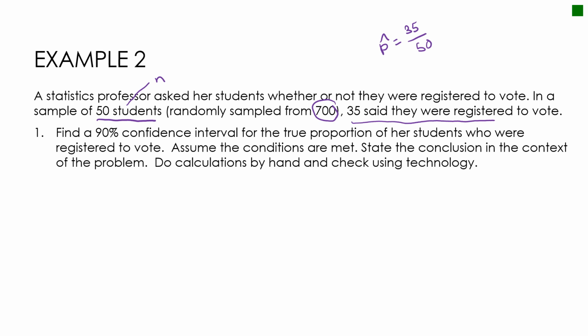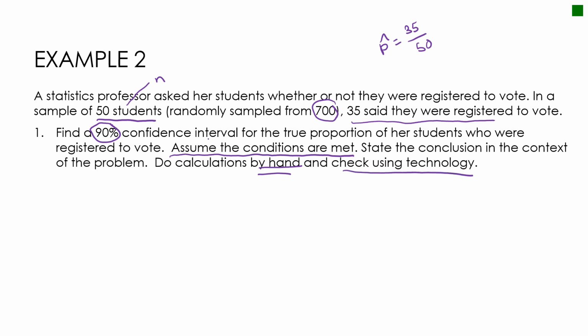So again, I'm finding a 90% confidence interval for the true proportion. Assume the conditions are met. Now, whenever you see this, that means don't check the conditions. If I say assume the conditions are met, that means I'm not concerned about whether or not you can check conditions. I'm concerned about whether or not you can do the work. State the conclusion in context and then do calculations by hand and then check using technology.